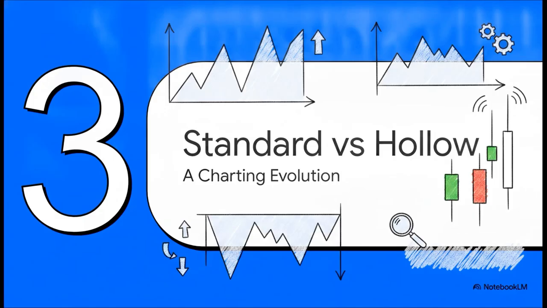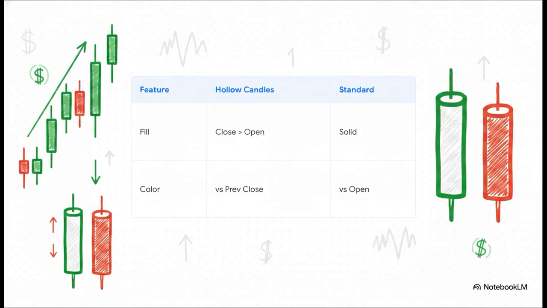All right, Section 3, Standard versus Hollow Candles. Let's see how all this builds into a really crucial evolution in modern charting. Modern platforms use a specific variation of candlesticks to give professional traders a much sharper edge. Now, standard candles are great, sure, but they only give you binary data based on a single session. Hollow candles, though, they are a total game changer because they separate the fill of the candle from the outline color. This packs 2 distinct layers of information into a single glance.